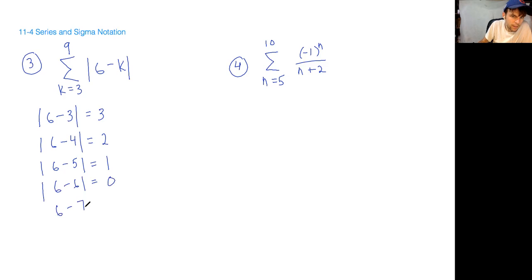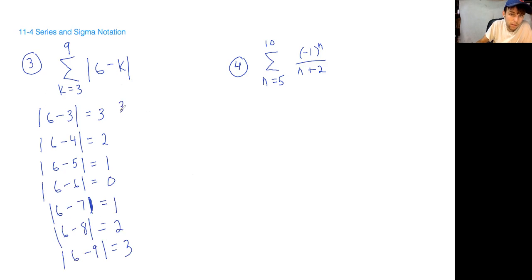6 minus 7, they're absolute value bars. It's negative 1, but the absolute value of negative 1 is 1. And then 6 minus 8, absolute value. That's negative 2, but the absolute value makes that positive 2. And then the last one where we're supposed to stop, 6 minus 9, it's negative 3, but the absolute value is 3. So the series is taking all of these numbers in our sequence and adding them up.